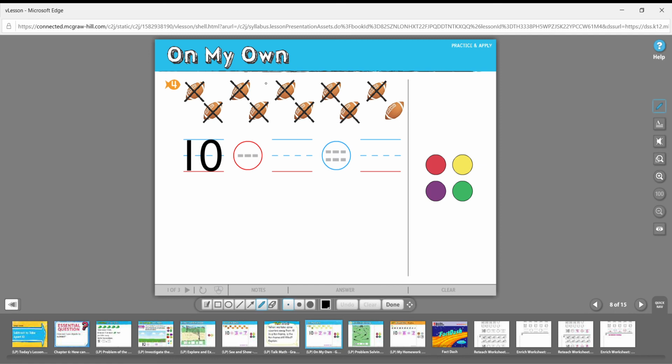You know there are 10 footballs to begin with because we're always starting with 10. Always starting with 10. So 10 minus, how many are x'd out? 1, 2, 3, 4, 5, 6, 7, 8, 9. 10 minus 9 equals, I'm tracing that equal sign. How many left? Just 1. 10 minus 9 equals 1. So you will do that for all 3 of the problems on the On My Own page.